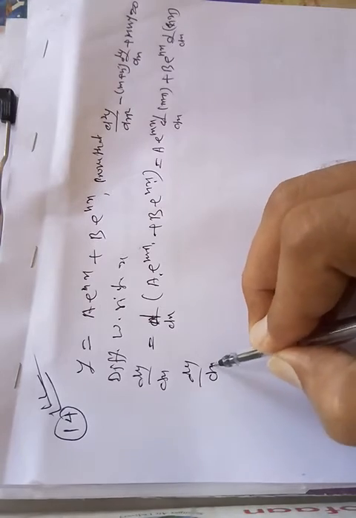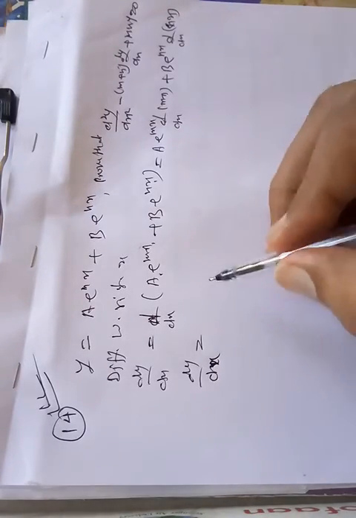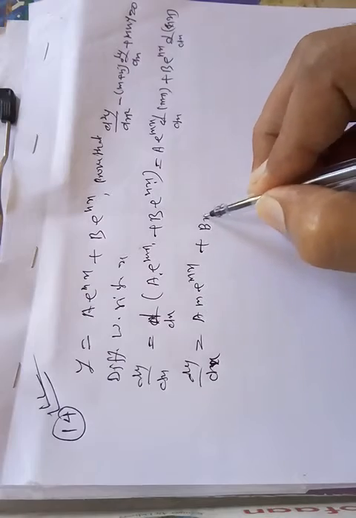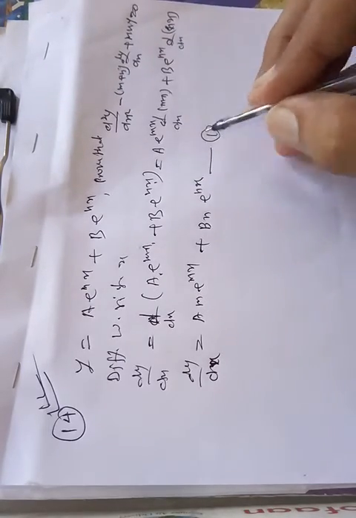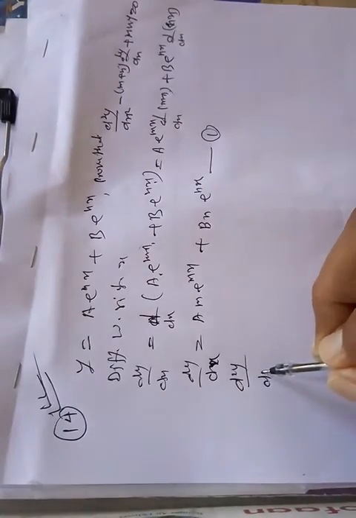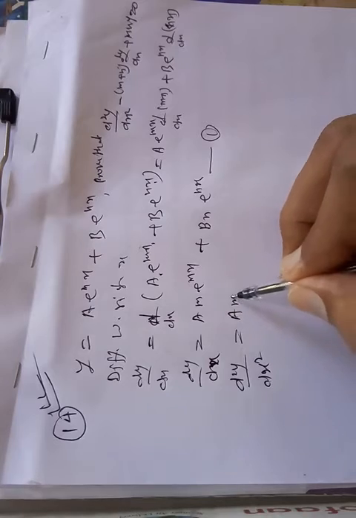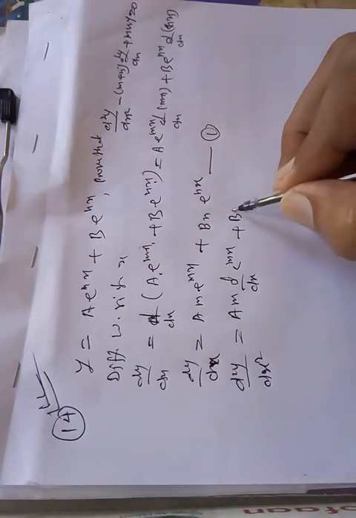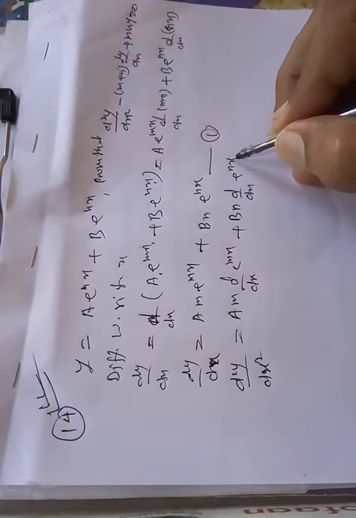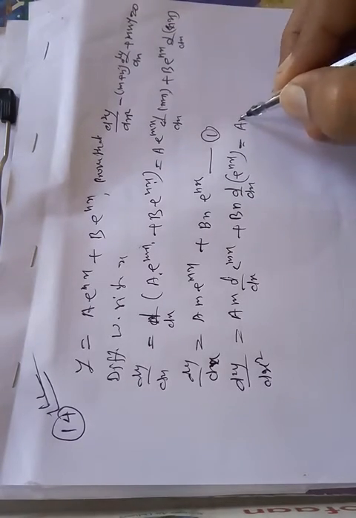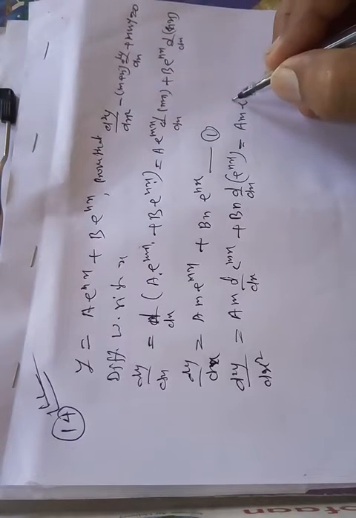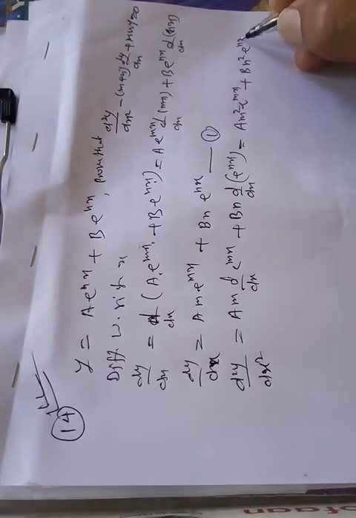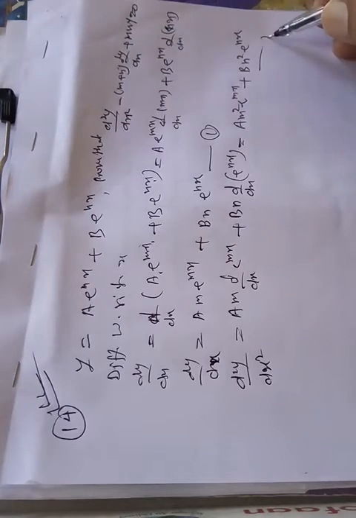So dy/dx equals d/dx of (a e^(mx) + b e^(nx)). And d²y/dx²: a is a constant, so dy/dx of e^(mx) gives m, plus b times dy/dx of e^(nx) gives n. So this is a m² e^(mx), and similarly b n² e^(nx). This is number 2.